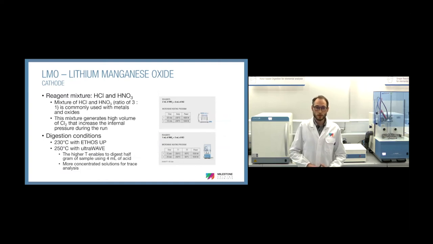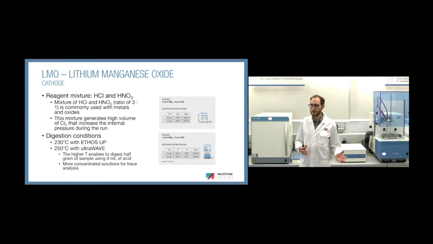Another example that I want to take here is a cathode, lithium manganese oxide. This was digested with a mixture of hydrochloric and nitric acid, made with three parts of hydrochloric and one part of nitric. This kind of acid mixture is well known as aqua regia, and when you prepare this solution, you have a strong generation of vapors, and these vapors are made of chlorine, and the chlorine is very useful for the dissolution of oxides and metals.